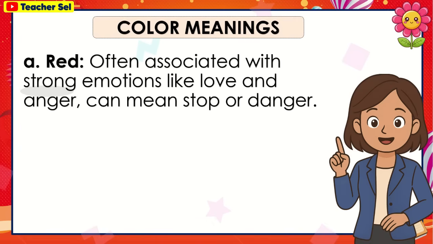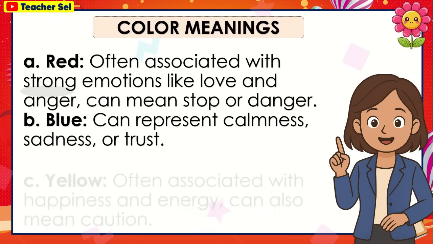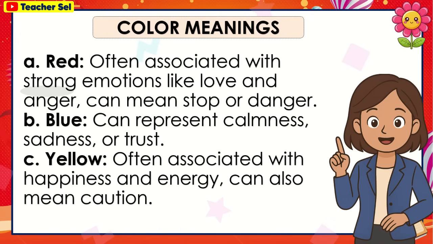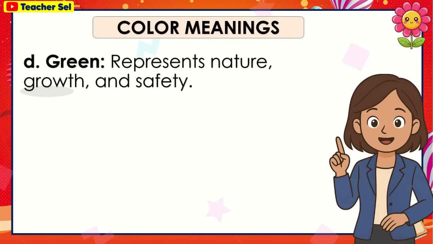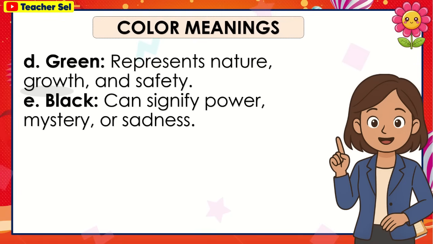Color meanings. Red, often associated with strong emotions like love and anger, can mean stop or danger. Blue can represent calmness, sadness, or trust. Yellow, often associated with happiness and energy, can also mean caution. Green represents nature, growth, and safety. Black can signify power, mystery, or sadness.